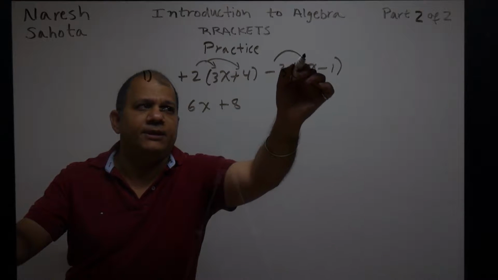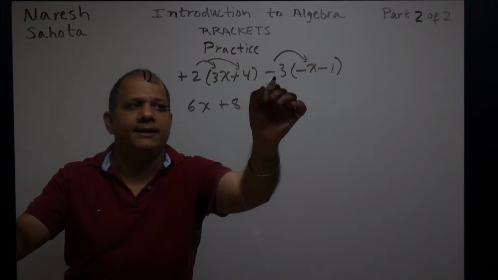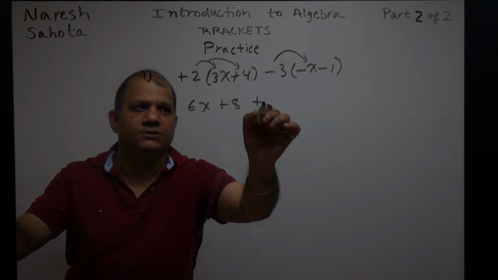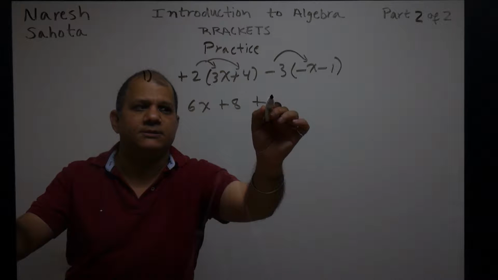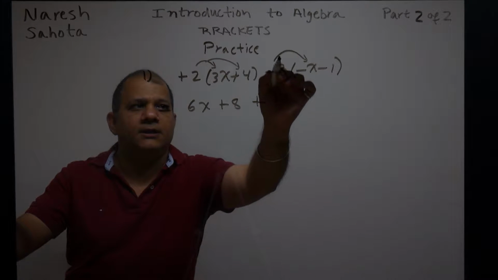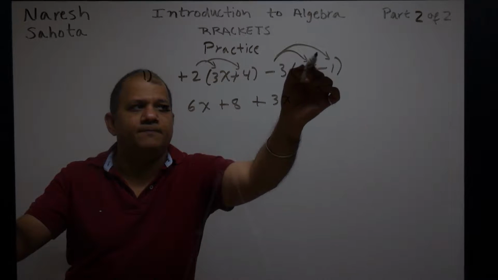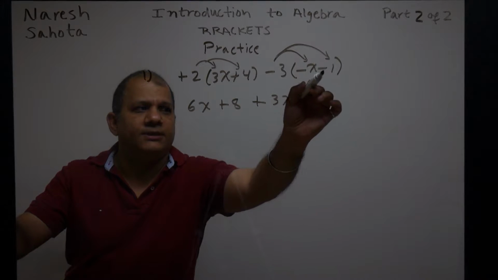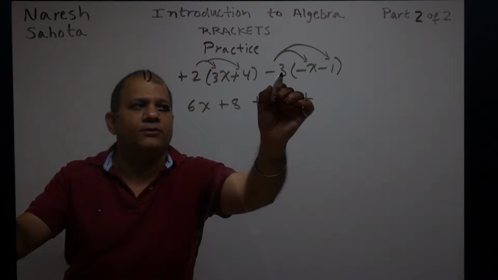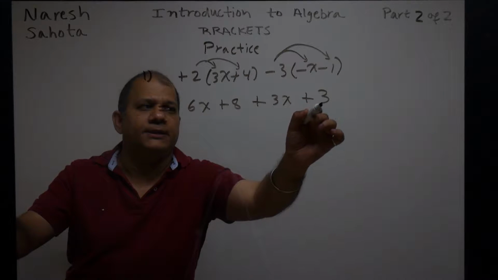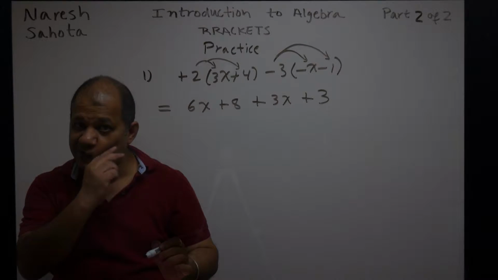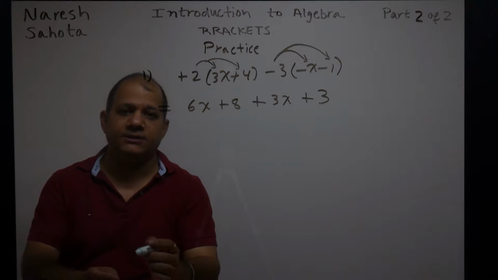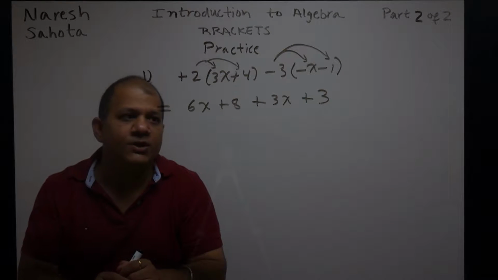So negative 3 times negative x. Negative times negative is positive. 3 times x is 3x. Now let's multiply negative 3 with the second term. Negative times negative is positive. 3 times 1 is 3. So now we've removed the second bracket.